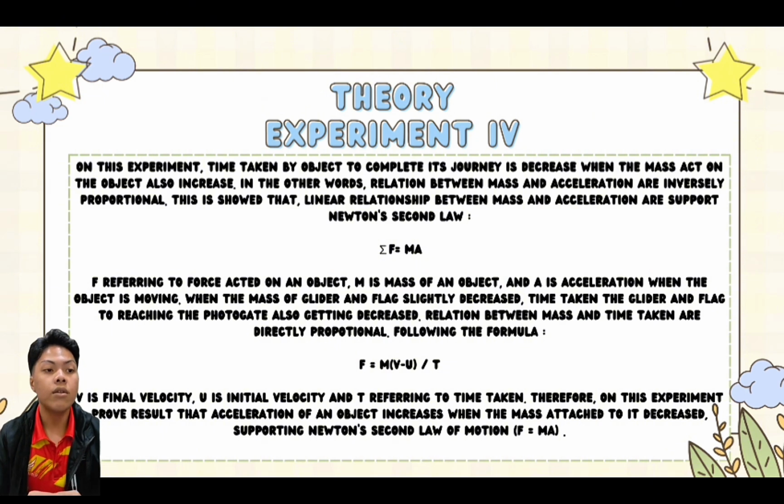That's it for our experiment now. V is the final velocity, u is the initial velocity, and t refers to the time taken. Therefore, this experiment proves that the acceleration of an object increases when the mass attached to it decreases, supporting Newton's second law of motion. It is F equals ma.